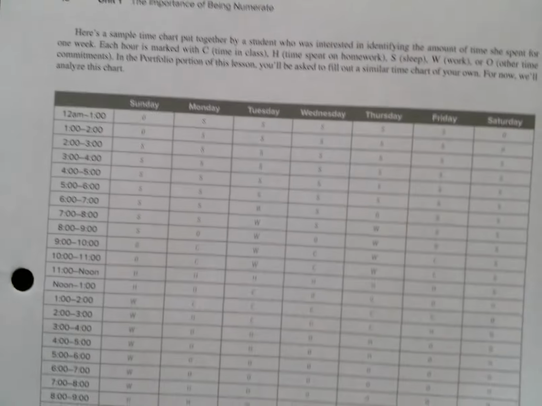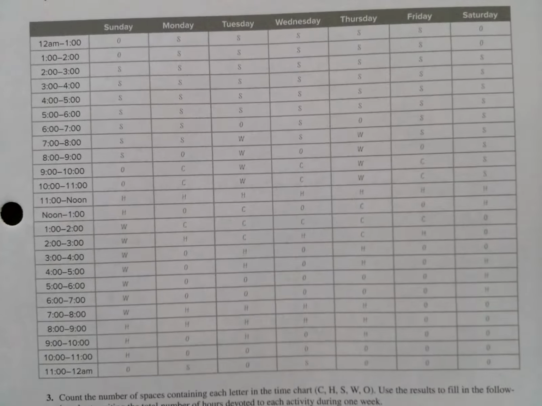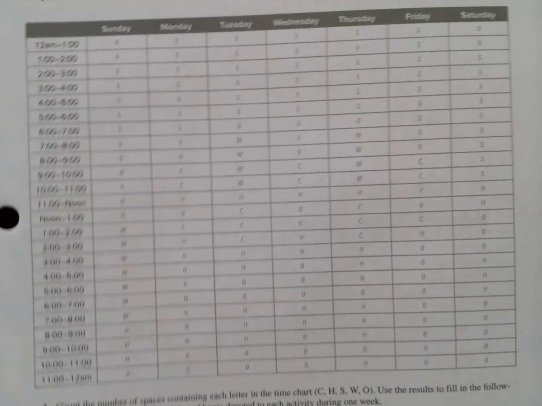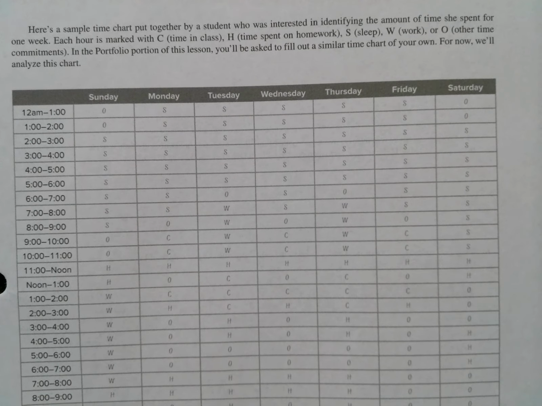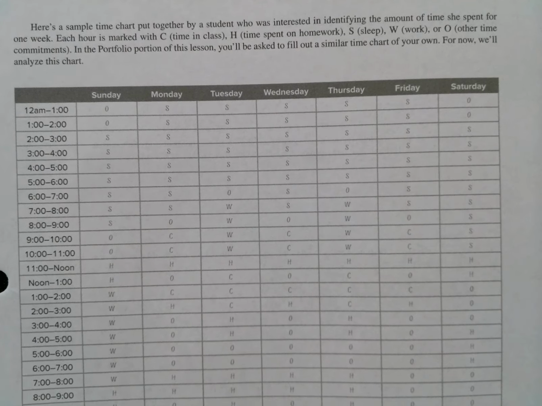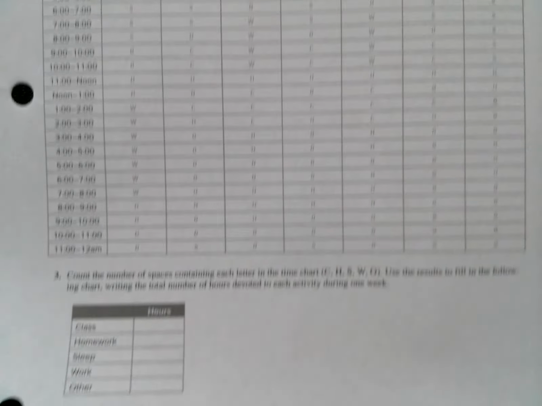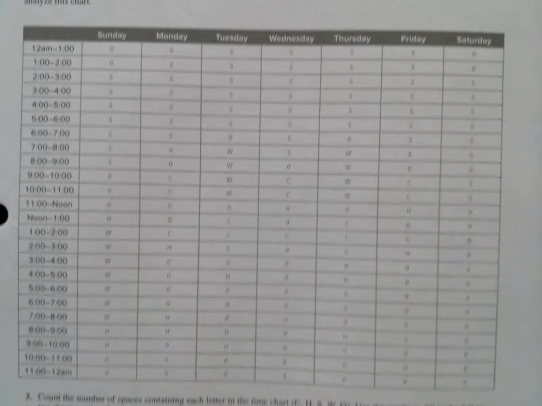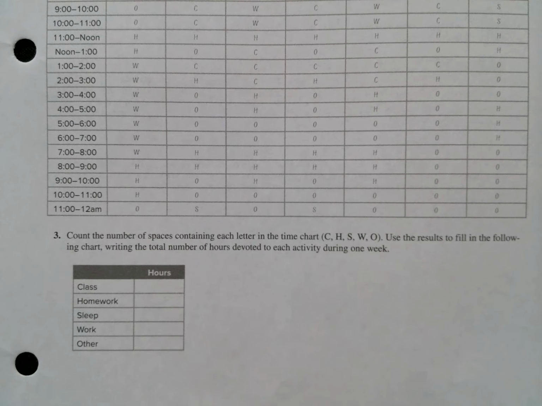If you look here at page 18, you have a chart that's basically talking about how time is spent, and we're given the different letters as far as what they mean. C means class time, H is time for homework, S is sleep, W is work, and O is other time commitments. Now, instead of counting up all of this, I know you all would love to do that, we're just going to fill in problem number 3.